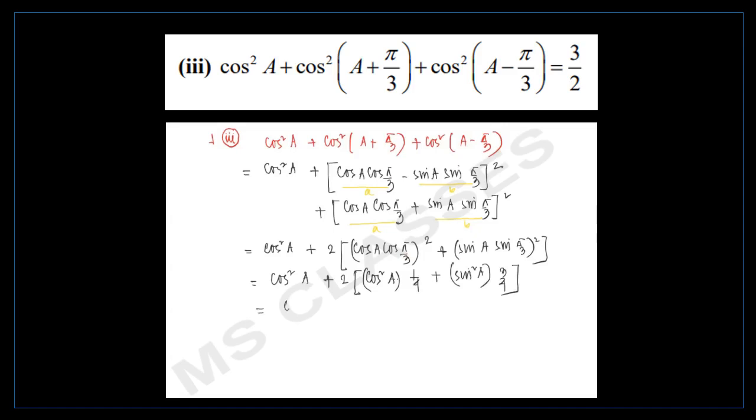Now this gives us cos²A plus 1/2 cos²A plus 3/2 sin²A. This gives us 3/2 cos²A, because 1 plus 1/2 is 3/2, plus 3/2 sin²A. Now we take 3/2 common and we get cos²A plus sin²A, and that gives us 3/2.